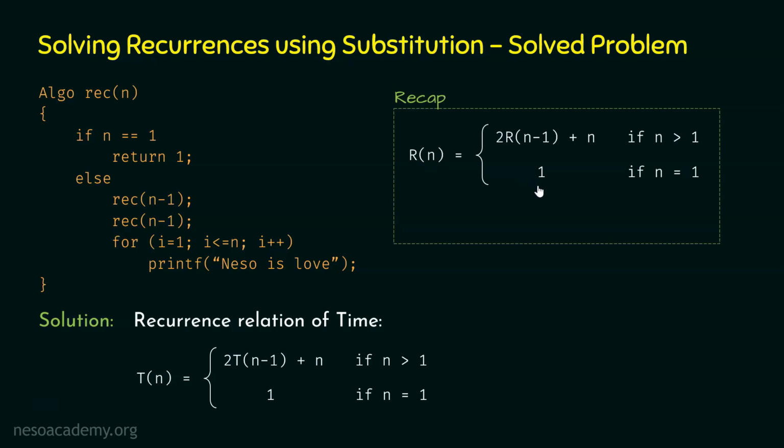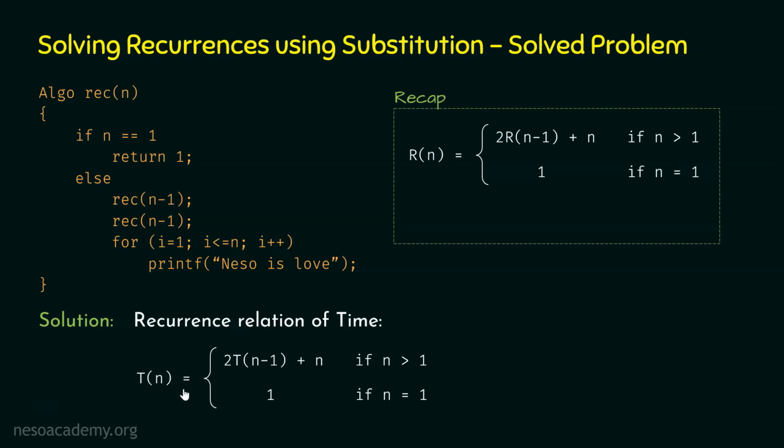This is the recurrence relation we obtained in problem number 2, where the algorithm was rec(n) and the return value of the algorithm was 2R(n-1) plus n if n is greater than 1. It is equal to 1 if n is equal to 1. Now this recurrence relation is quite similar to this recurrence relation. The difference is that in place of capital R, we have capital T everywhere in this recurrence relation.